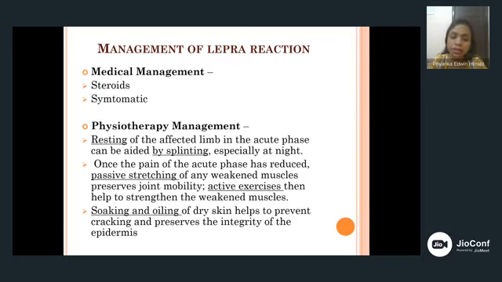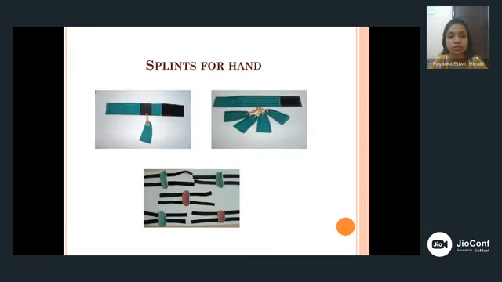And thirdly, and very importantly, soaking and oiling, as we have discussed earlier, for dry skin helps to prevent cracking and preserves the integrity of the epidermis in the lepra reaction. These are our main points of physiotherapy management in lepra reactions.